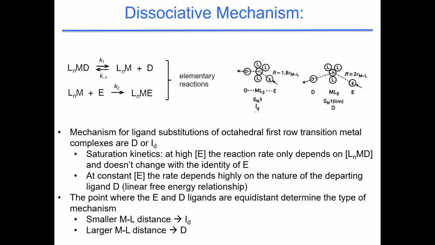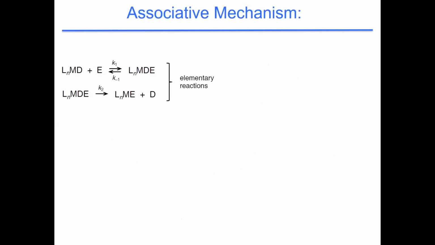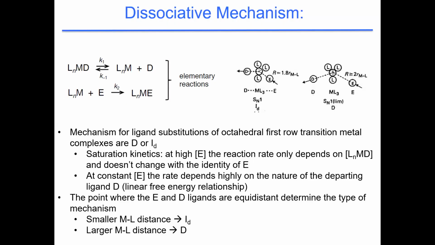And so structurally, the point where the entering and departing ligands are equidistant determines whether it's a dissociative interchange or just dissociative. So if the point at which the entering and departing ligands are equidistant has a smaller metal ligand distance, then it's a dissociative interchange, and if this is larger, it's purely dissociative.